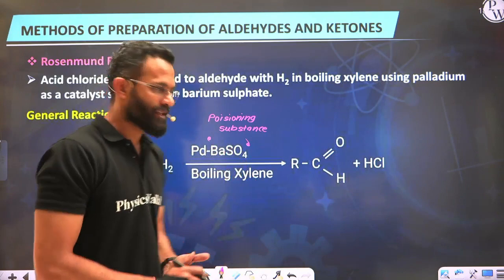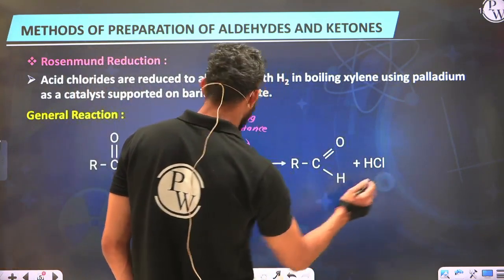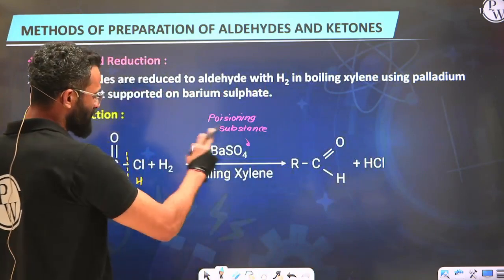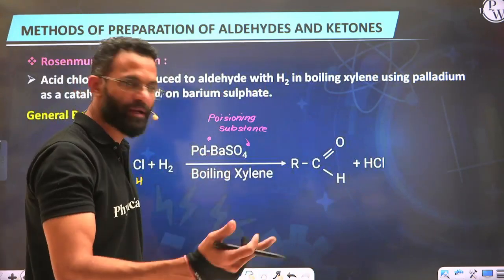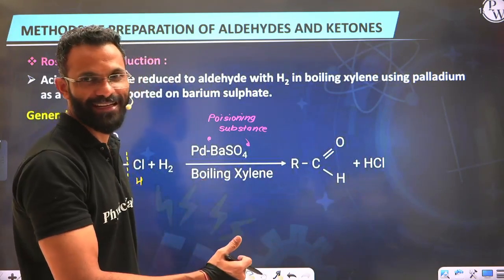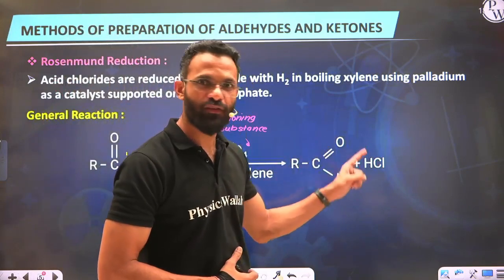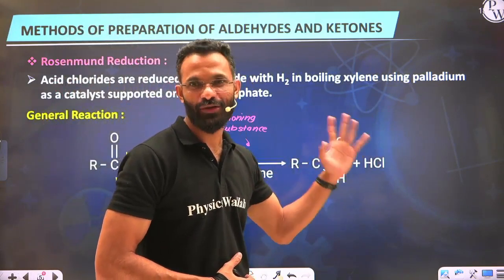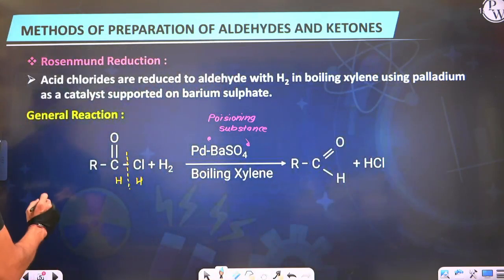So guys, anytime you find a question where acid chloride is to be treated with the Lindlar's catalyst, that is palladium metal coated over barium sulfate in presence of sulfur or quinoline in boiling xylene, you simply have to stop your reaction up to aldehyde. No further reduction is to be done.